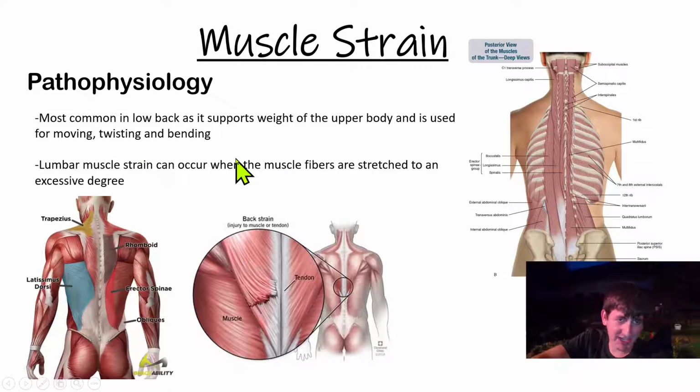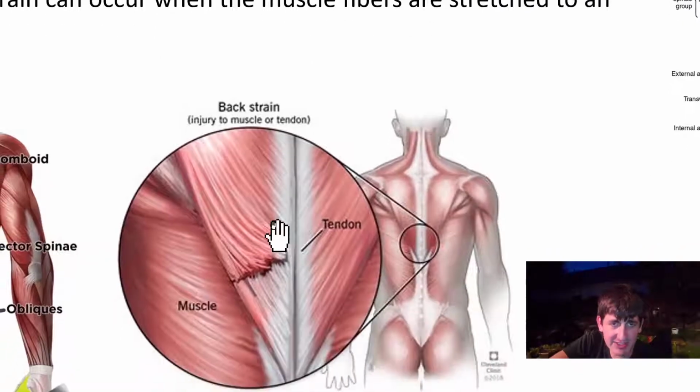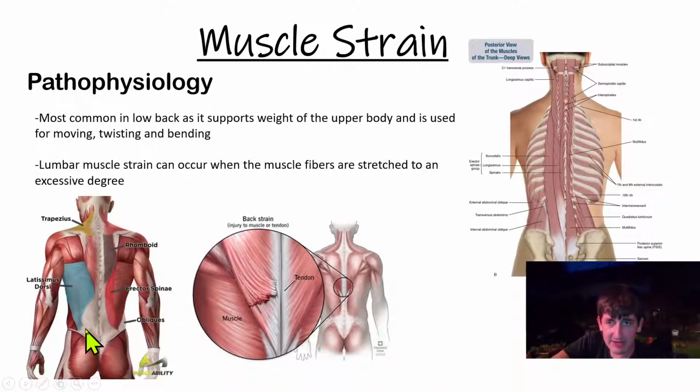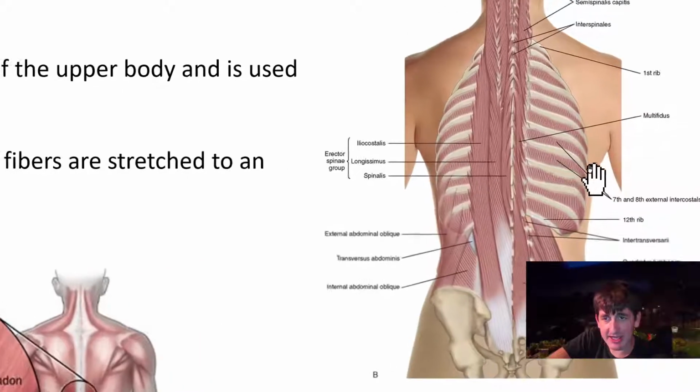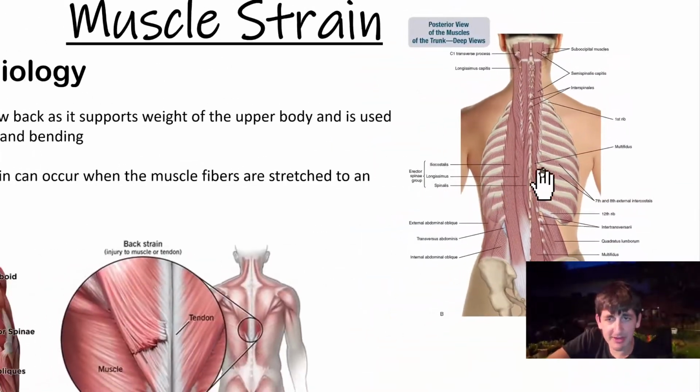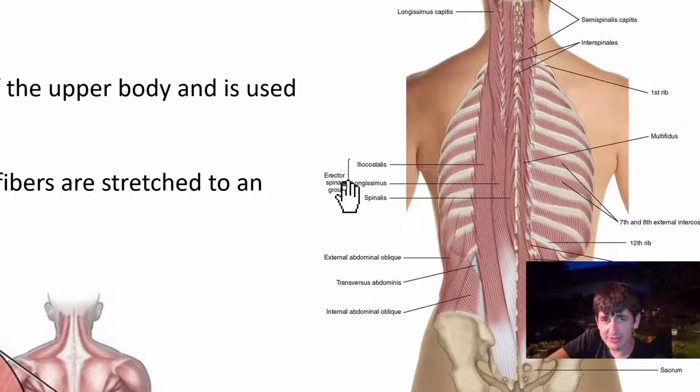Most common in the low back, as it supports the weight of your upper body and is used for moving, twisting, bending motions. And lumbar strain can occur when muscle fibers are stretched to an excessive degree. You see that here, muscle fiber here got kind of torn there. And we can see these muscles here in the back, right? The paraspinal muscles, your erector muscles.